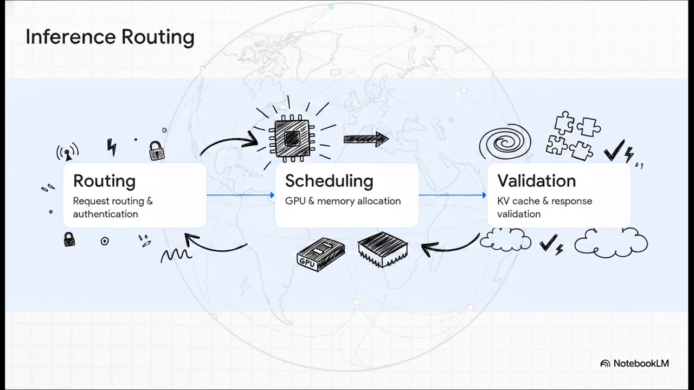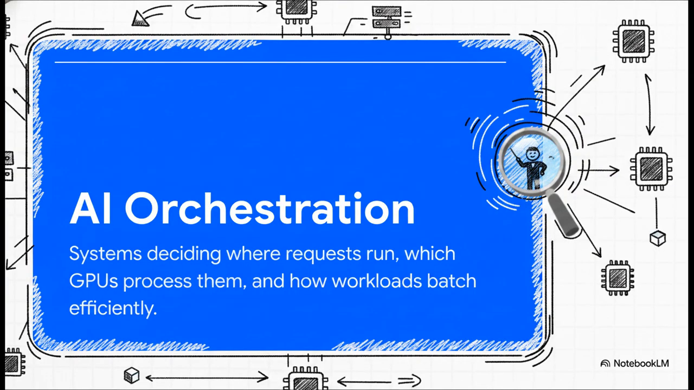Next comes the KV cache, which is essentially the AI's short-term memory, and response validation. Keep in mind, millions of users are generating complex requests at the exact same time, and these physical machines are dynamically routing and managing all of them in mere milliseconds. It's crazy. So, what exactly is AI orchestration infrastructure? Basically, these are the unsung heroes. They're the systems dynamically deciding where requests should run, which GPUs process them, and how workloads batch efficiently. Because honestly, a standalone AI model, no matter how brilliantly trained, is practically nothing without these invisible traffic controllers. They're what makes sure everything flows smoothly without the whole system grinding to a halt.